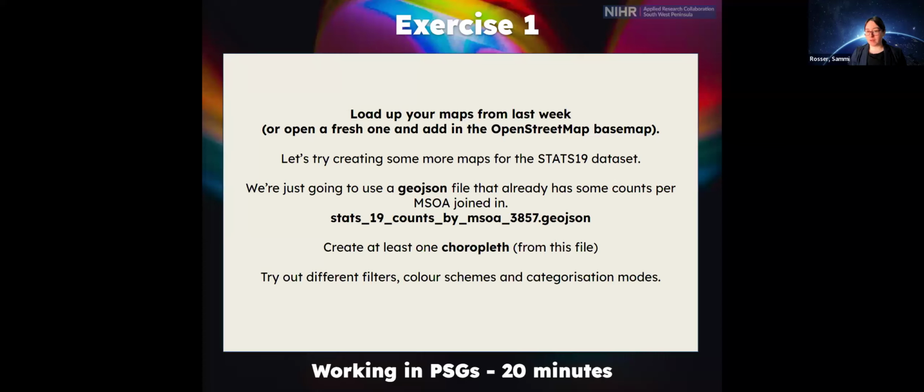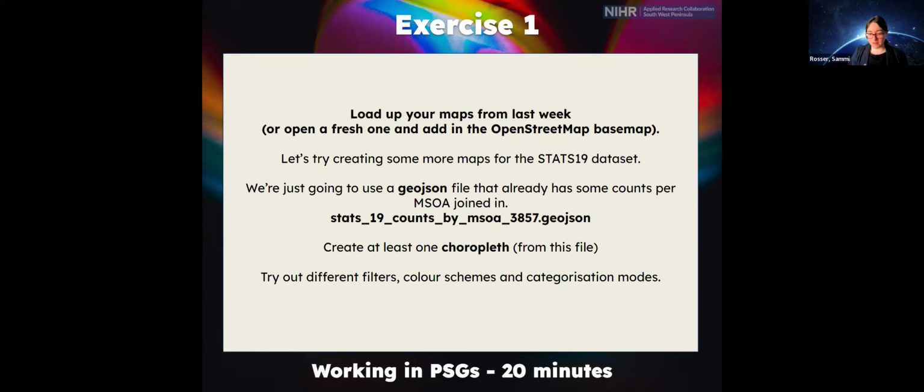I'm going to try and create some more maps from the Stats19 data set. If you go into data sets within the repository, then you will see datasets exercise 1. There is a GeoJSON file called stats19 counts by MSOA. Remember, MSOA is middle layer super output area, bigger areas than lower layer super output areas, just to keep it a little bit more manageable today. You may find yourself working with either in the course of your work.